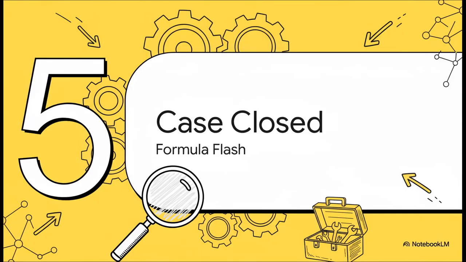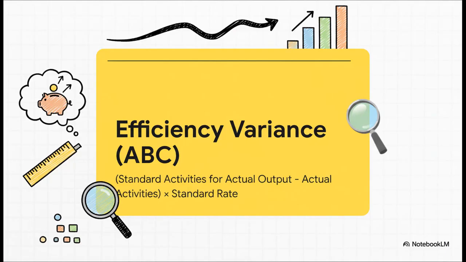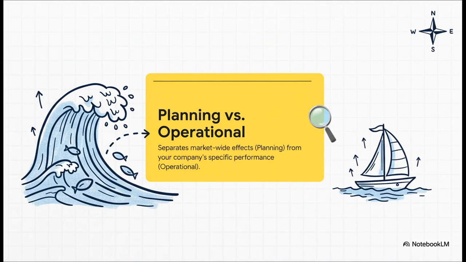All right, case closed. Let's wrap it up with a formula flash, a really quick, rapid-fire recap of the key detective tools we've uncovered today. First, the ABC efficiency variance. The key thing to remember here, always flex your budget for your actual output first. This tells you how well you manage the quantity of your activities. Next up, planning versus operational variance. This is the crucial one that separates what the market did to you versus how you performed in the market. It's the difference between a rising tide and your ability to actually sail your own ship better than the competition.